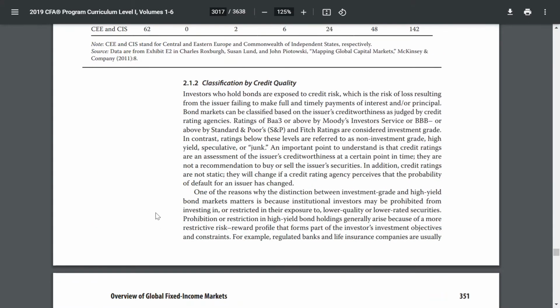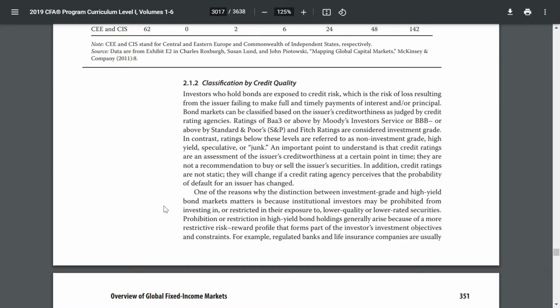Classifications of credit quality. Investors who hold bonds are exposed to credit risk, which is the risk of loss resulting from the issuers failing to make full and timely payments of interest and/or principal. Bond markets can be classified based on the issuer's creditworthiness as judged by credit rating agencies. Ratings of Baa3 or above by Moody's Investors Service, or BBB- or above by Standard & Poor's (S&P) or Fitch, are considered investment grade. In contrast, ratings below those levels are referred to as non-investment grade, high yield, speculative, or junk.